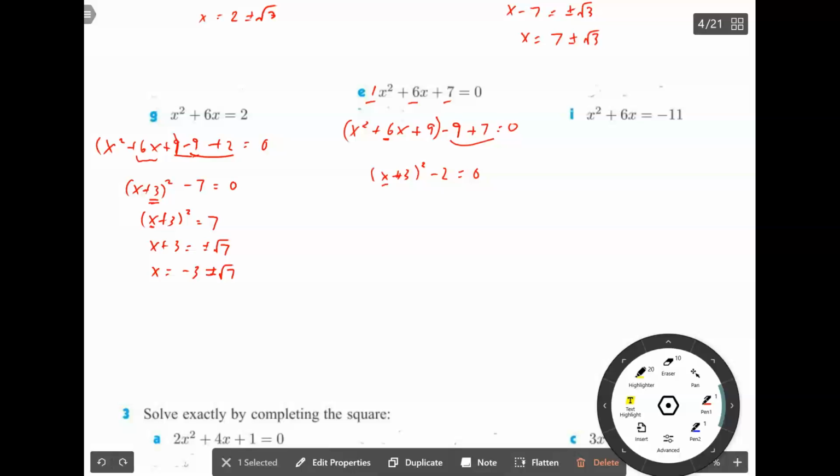Now we're going to solve for x to figure out what x is. The thing that's being done on the outside is minus 2, so we're going to add 2 to both sides. We get x plus 3 quantity squared equals 2. Now we're going to square root both sides. X plus 3 equals plus or minus the square root of 2. Now we're going to subtract 3 from both sides. And we're done. Okay. Next step.